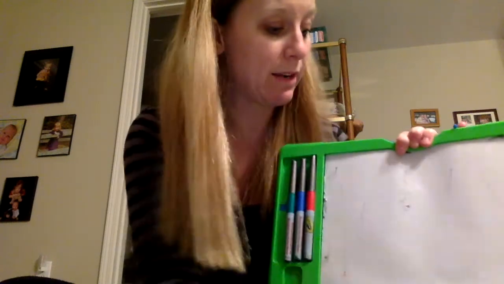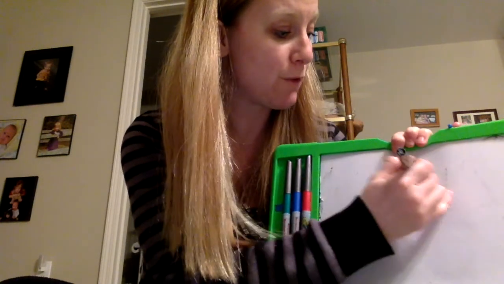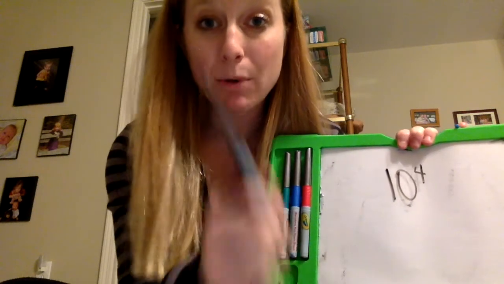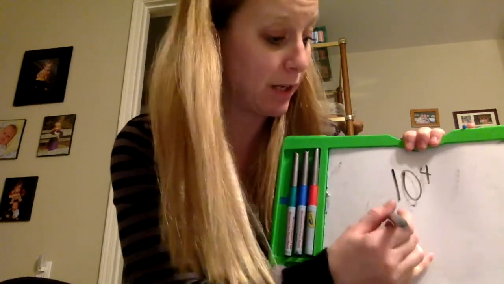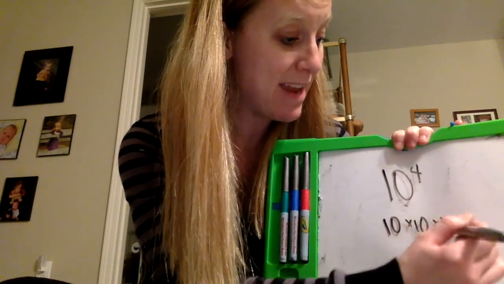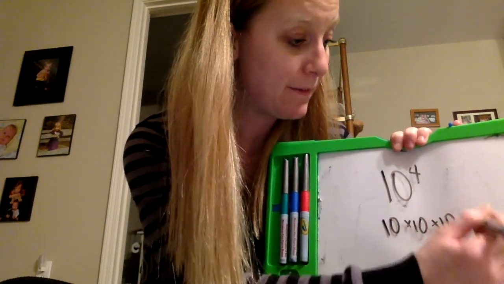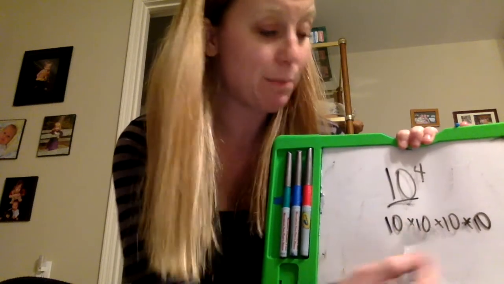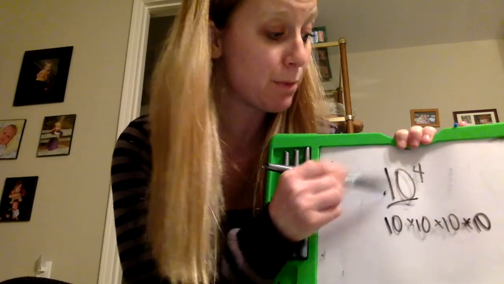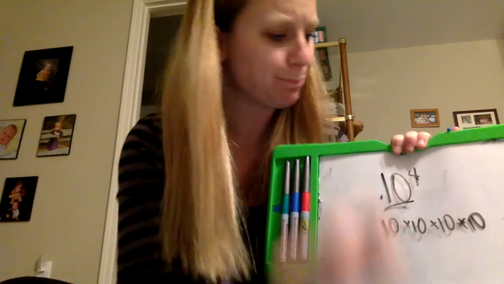Again, super quick. 10 to the 4th power. My base number is 10. That's the only number I see in my equation. 10 times 10 times 10 times 10. I see my base number 4 times. All right, so base number, exponent, moving on.